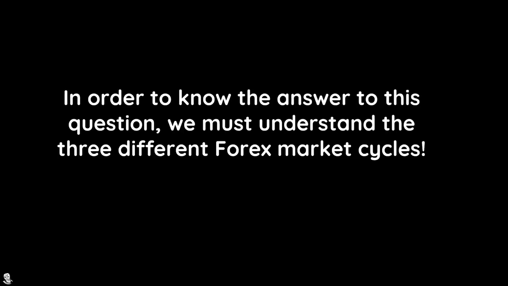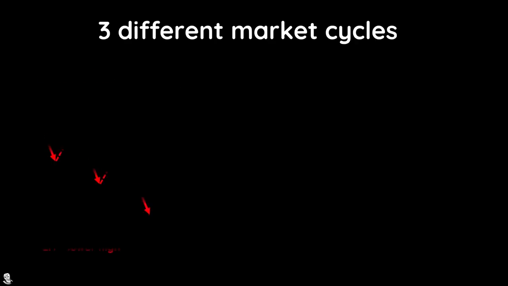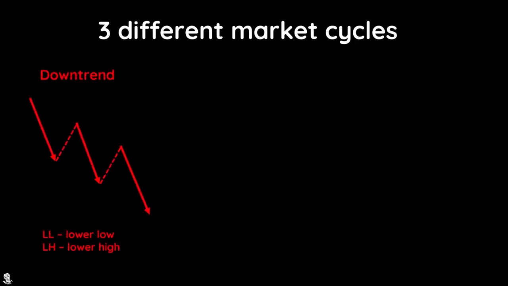In order to know the answer to this question, we must understand the three different forex market cycles. Let's take a look. So in the downtrend, the market is making lower lows and lower highs. The market is also making impulsive and retracement moves. Because this is a downtrend, we want to be on the right side of the impulsivity and catch the trades at the end of the retracement move.